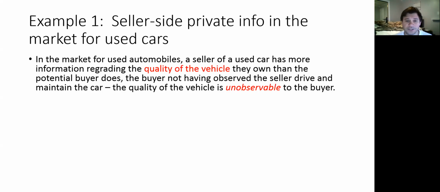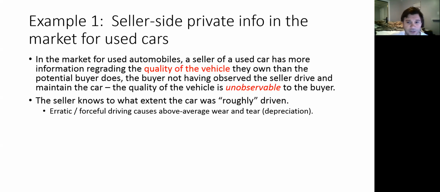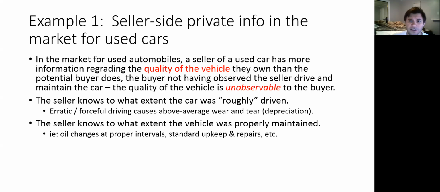The buyer is not able to observe how the seller had driven the vehicle or how the seller had maintained the vehicle, whether or not they were doing scheduled maintenance in routine intervals. So the seller here absolutely has some private information the buyer does not. The seller knows to what extent they had driven the car roughly or forcibly. Erratic driving is going to cause the car to depreciate at a much higher rate than if you are driving it gently. The seller also knows to what extent there was proper upkeep on that vehicle.